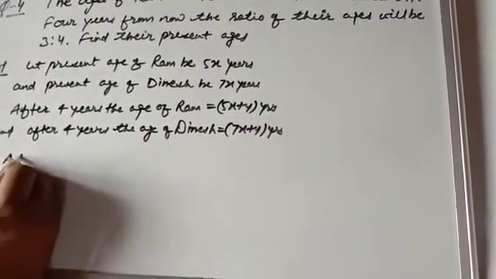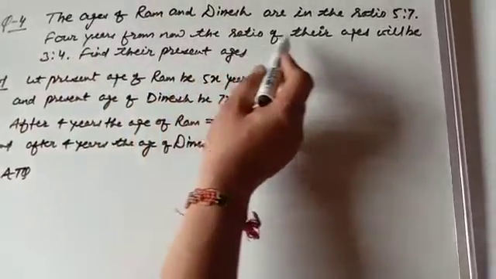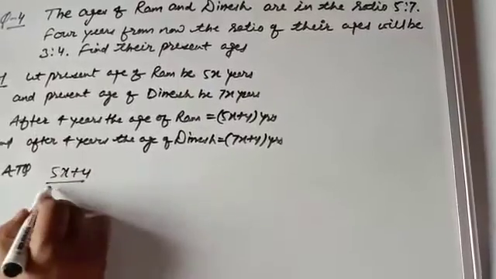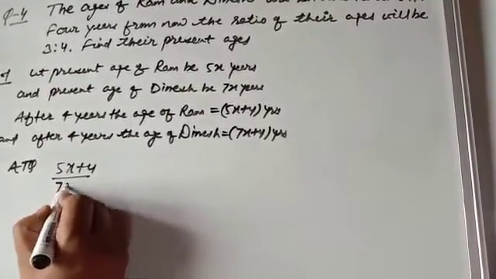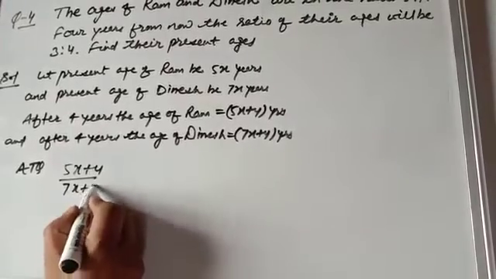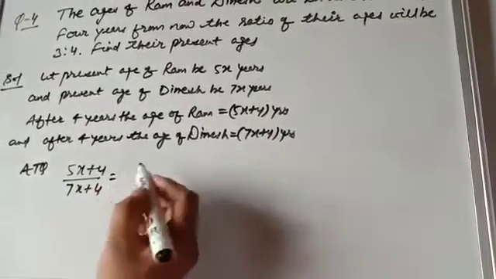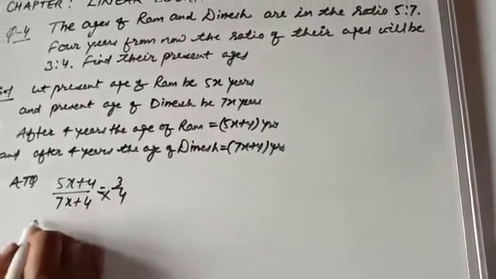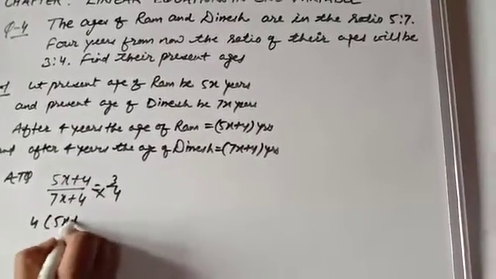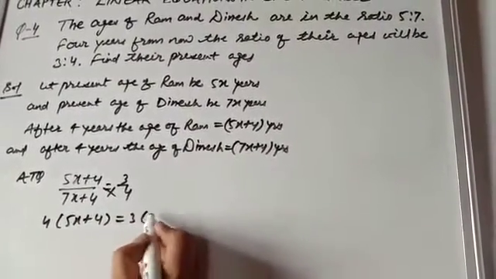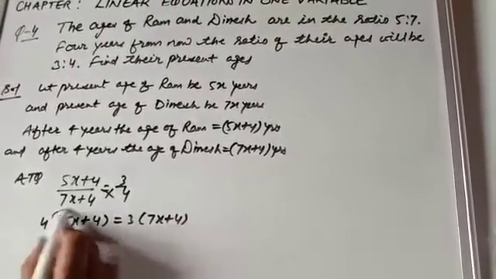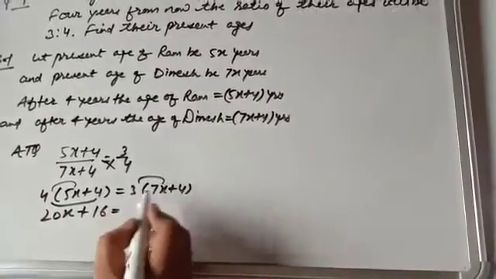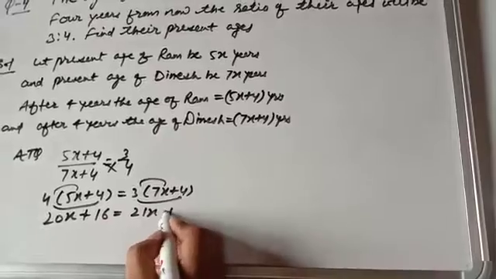Now student, according to the question, 4 years from now, the ratio of their ages will be 3:4. So the ratio of their ages, that is (5x plus 4) upon (7x plus 4), is equal to 3:4. Now we will cross multiply it. 4 into (5x plus 4) is equal to 3 into (7x plus 4). 4 5s are 20x, 4 4s are 16, 3 7s are 21x, and 3 4s are 12.